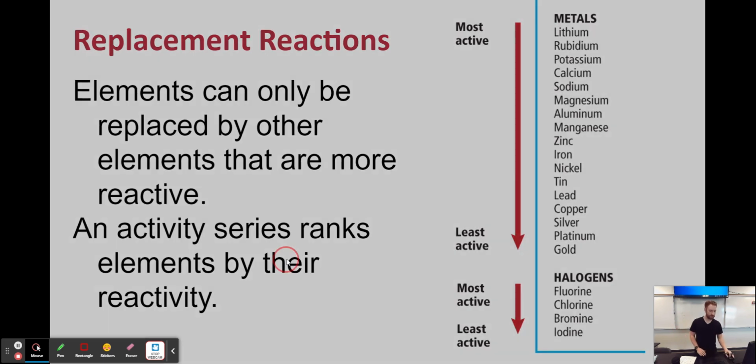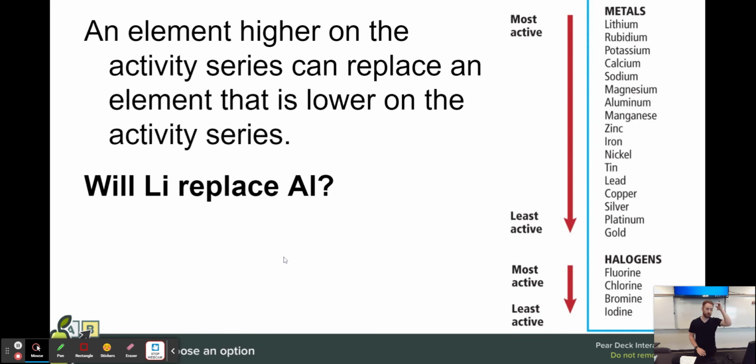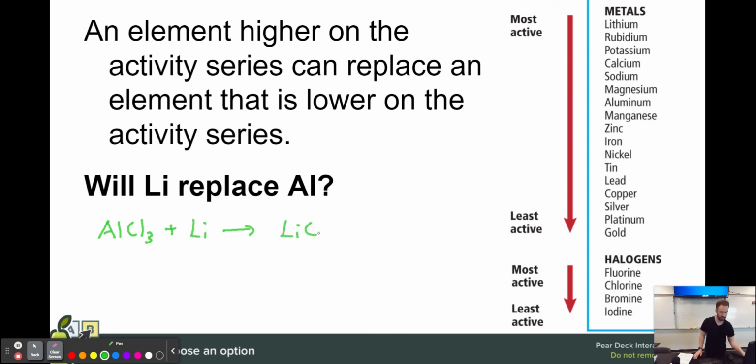So, for example, if I were to ask, will lithium replace aluminum? You would want to go to, like, if we had a compound where it was, I'm just going to make something up, I don't know, aluminum chloride, and you threw some lithium in there, would it react to form lithium chloride and kick the aluminum out? Would that happen?